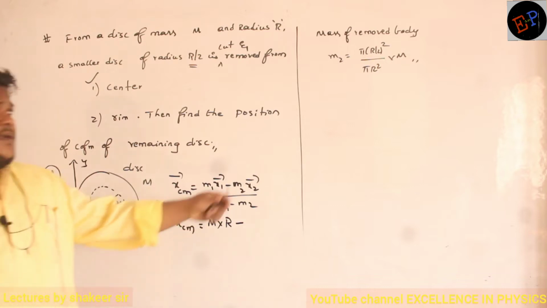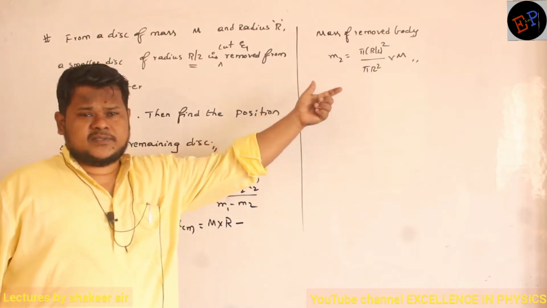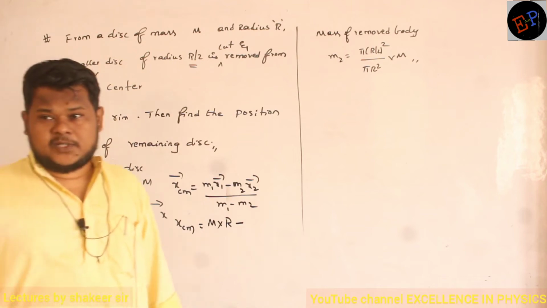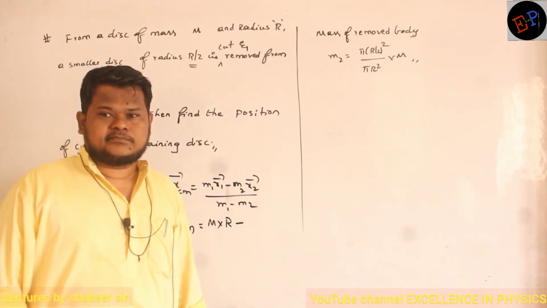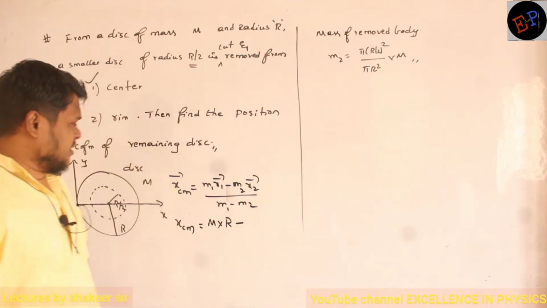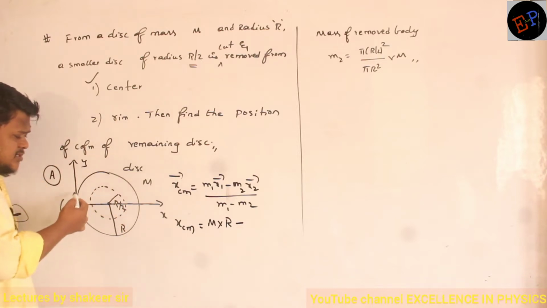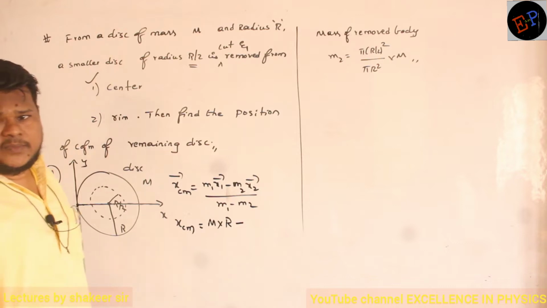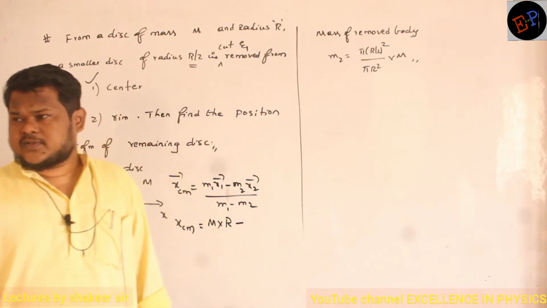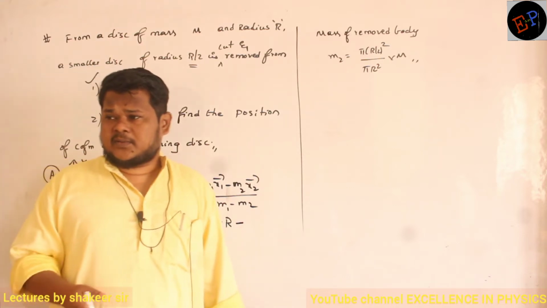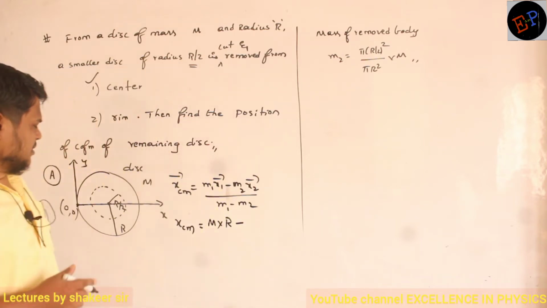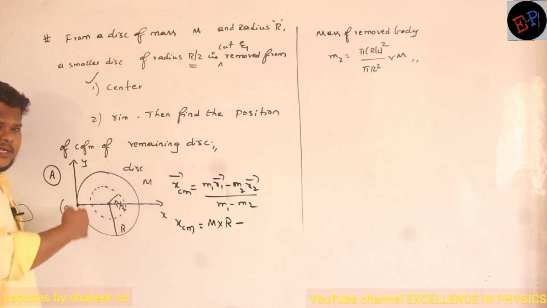Can you say why I have written the equation like this? What is the reason? Come on. See, here mass is totally distributed over area only. A disk is also a kind of laminar body. Ashish, look this way. Okay? So a disk is also a type of laminar body.